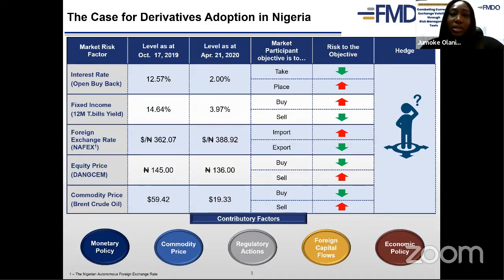The question is, as market participants who are on various sides of the investment decision or the investment question, either to buy or to sell, to take or to place, to import or to export, how do these parameters play? What kind of risks do these parameters play? And how do they impact the investment decision that a market participant has to contend with? And then the ultimate question, how do you deal with it? Do you need to hedge? Should you hedge as a market participant?